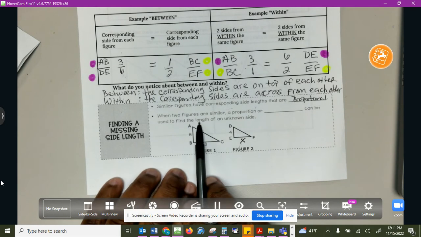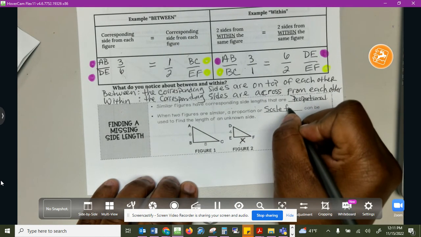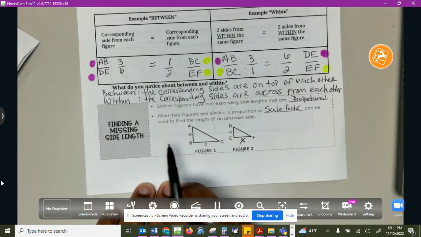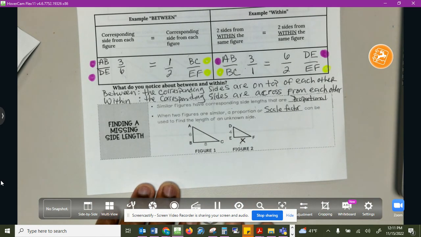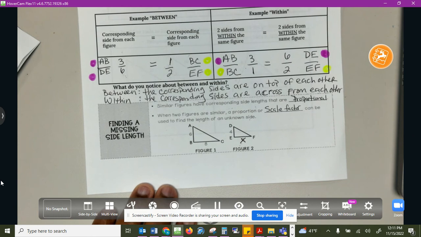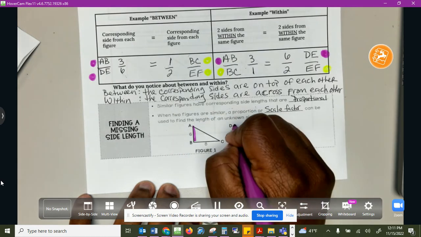When two figures are similar, a proportion or a scale factor can be used to find the length of the unknown side. So first I need to identify what goes with what. This time I am going to use my highlighter or color pencil. You can use either one.